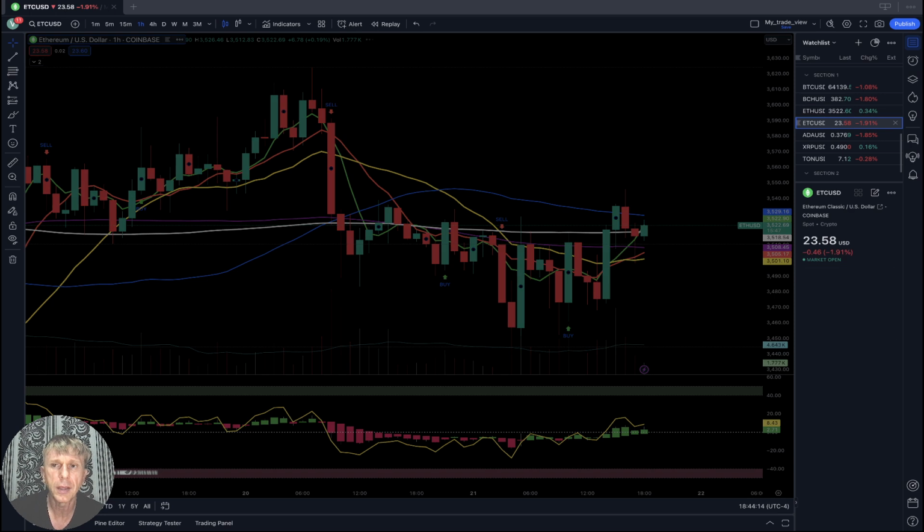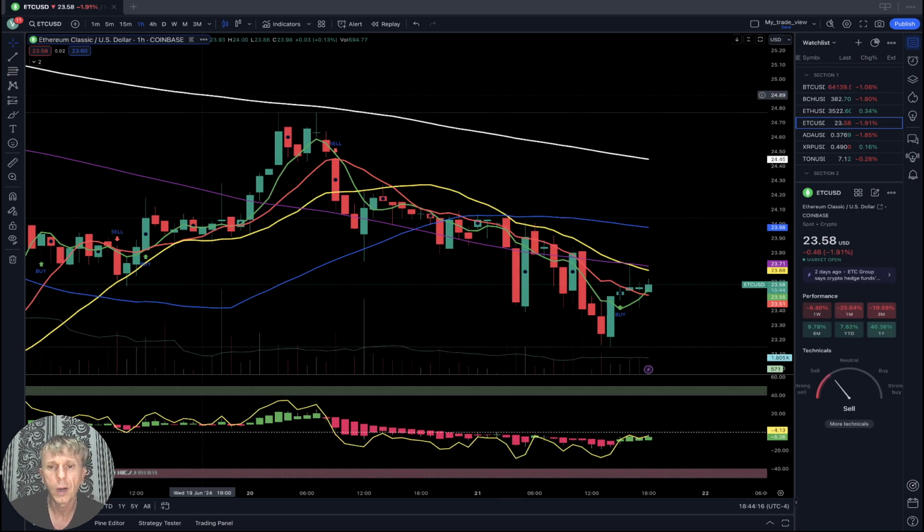Ethereum Classic minus 2%. 1 hour time frame. It is a bearish trend. SMA 5 did a bullish crossover, still below SMA 20, but it's trying to recover from the sell-off. Still in bearish territory.